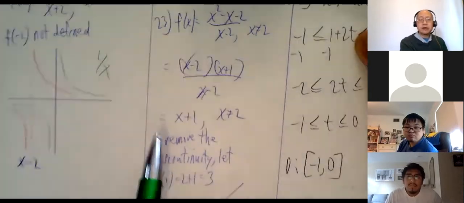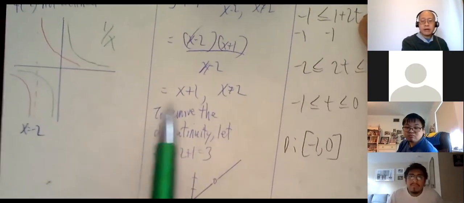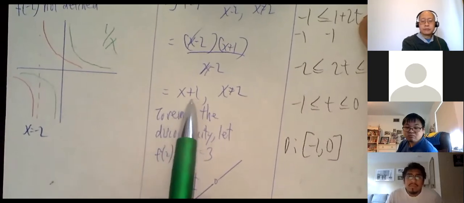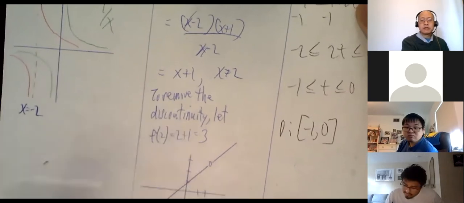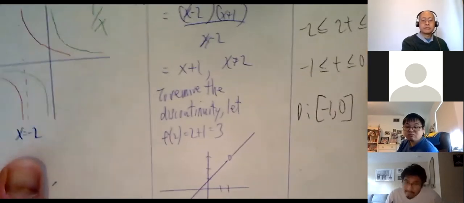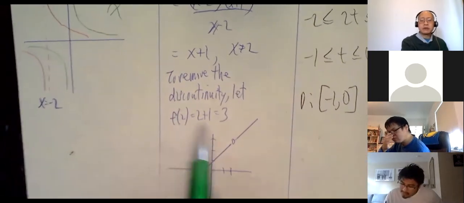So how can I plug up the hole? It's a removable discontinuity. Well, just look over here. What happens when you plug in 2? You get 3. So to remove the discontinuity, let f of 2 be 2 plus 1 or 3. So this is the answer. To remove the discontinuity, let f of 2 equal 3.